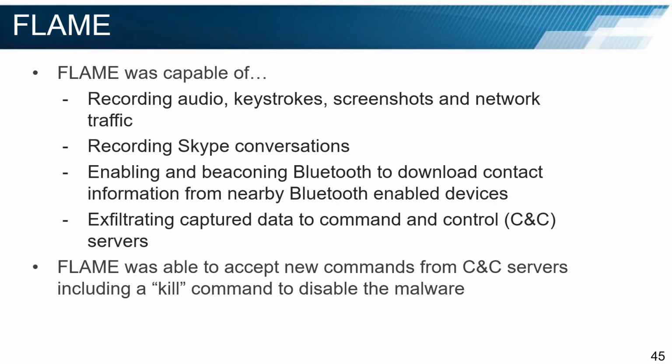Flame was capable of recording audio, keystrokes, screenshots and network traffic, Skype conversations, enabling and beaconing Bluetooth to download contact information from nearby Bluetooth-enabled devices, and exfiltrating captured data to command and control, or C2, servers. Flame was also able to accept new commands from C2 servers, including a kill command to disable the malware. A network of 80 C2 servers across Asia, Europe, and North America has been discovered and is used to access the infected machines remotely.